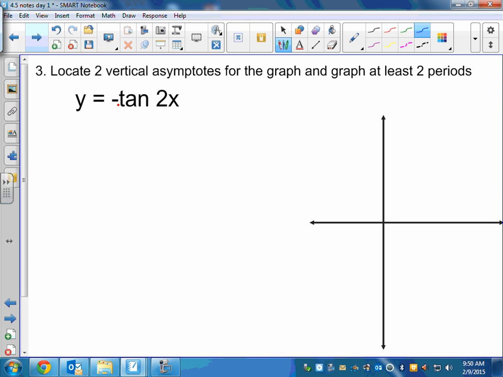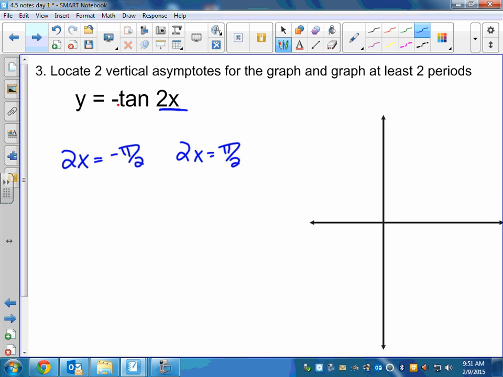Tangent is undefined when x is equal to 0. So in my head, I always think, okay, x is equal to 0 at pi halves, so I know to set 2x equal to negative pi halves and pi halves to find my 2 asymptotes. And just be careful on your algebra here.